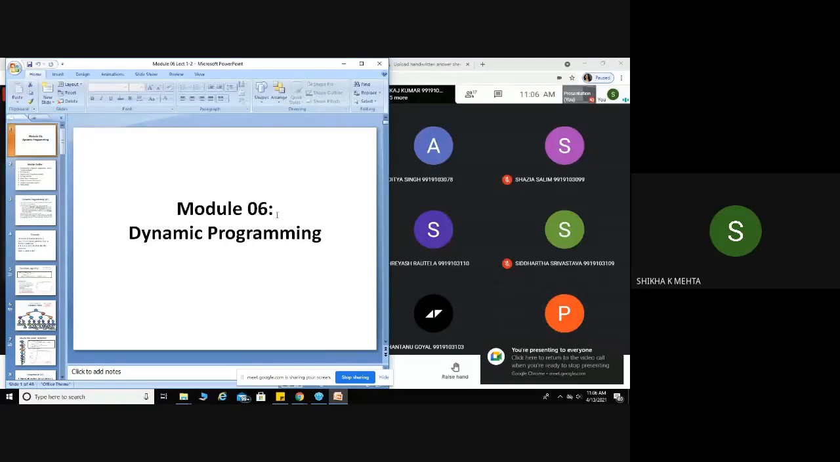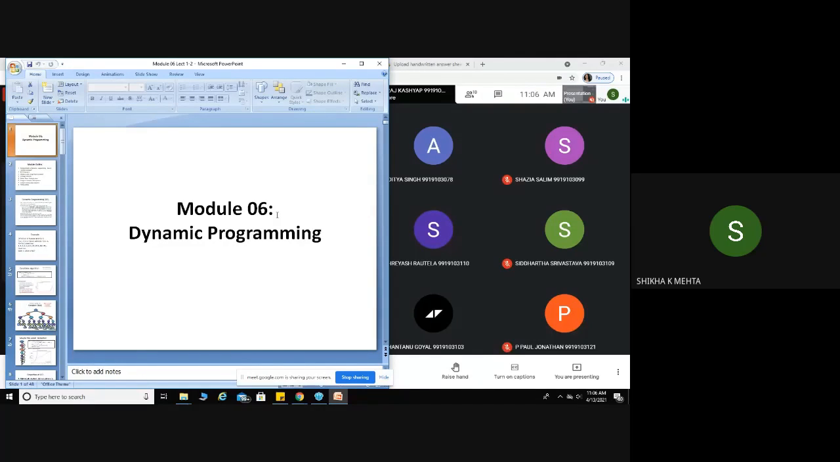So today we are going to start with the next topic, that is dynamic programming. We have been studying the various kinds of data structures for solving the various problems efficiently, and then we moved on to the various algorithms which can help us in solving the various kinds of problems that exist in the real world.